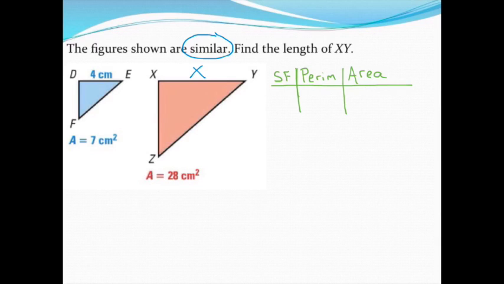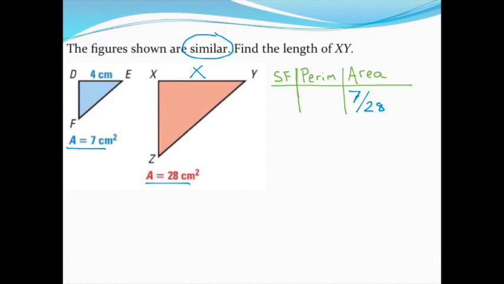To begin the chart, I need to figure out what I know about both triangles, what matches up. And this time I can see they give me both areas. I know the areas of both of these figures, and so I'm going to use that to set up my area ratio of 7 over 28. And I'm putting that in the area column of my chart because, of course, that's area.